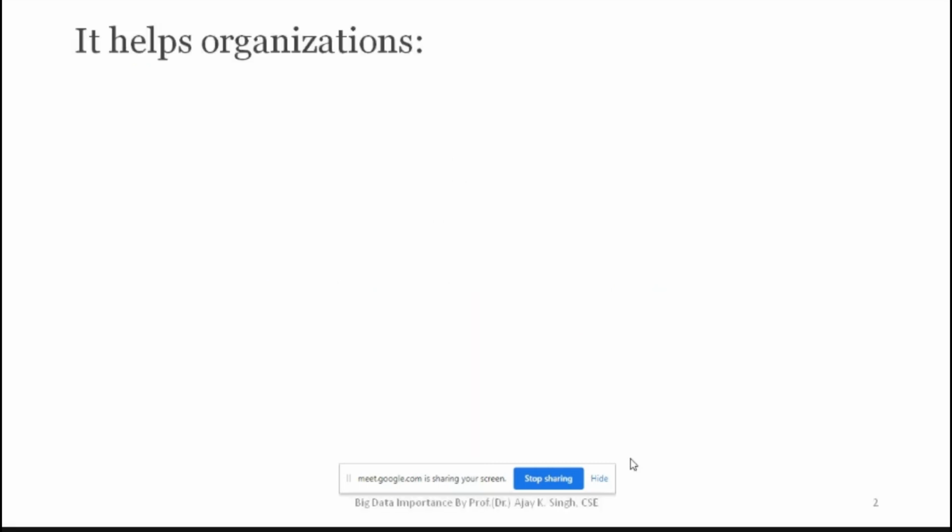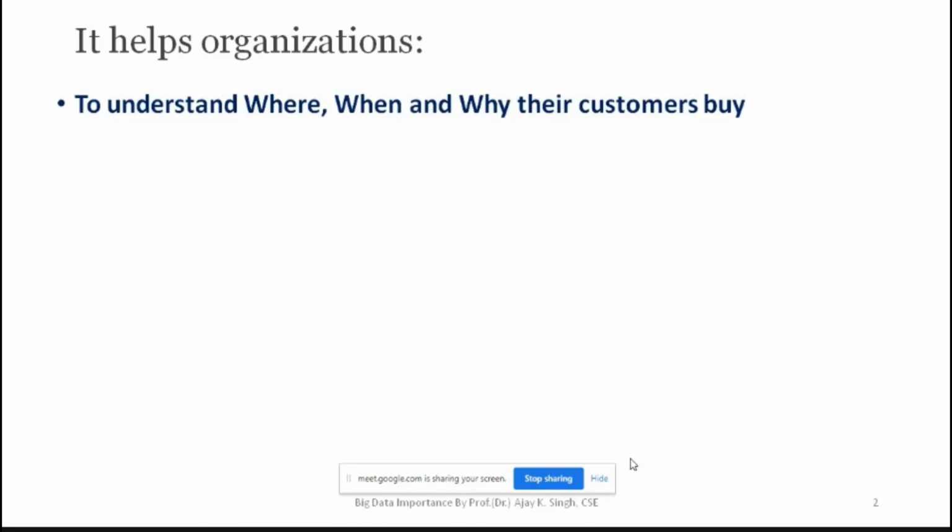Now, coming to how organizations are benefited by big data. I have elaborated many points here, and we will see them one by one. The very first and most important one is to understand where, when, and why their customers buy. This analysis is carried out using big data. For example, if you want to open a particular shop, you already know what type of clothes you are going to put in that shop.